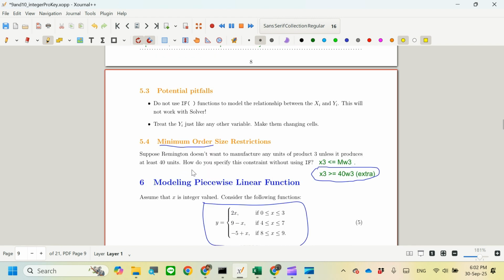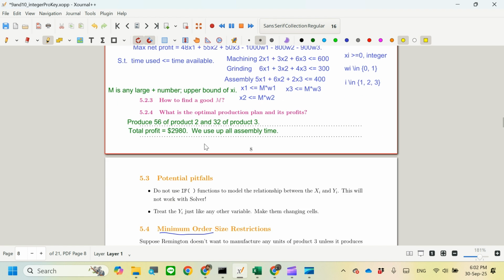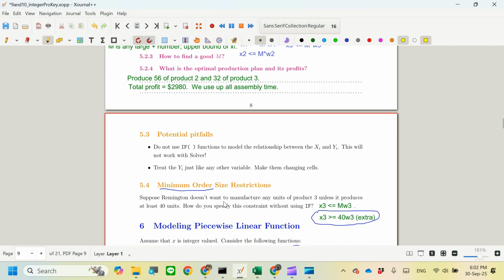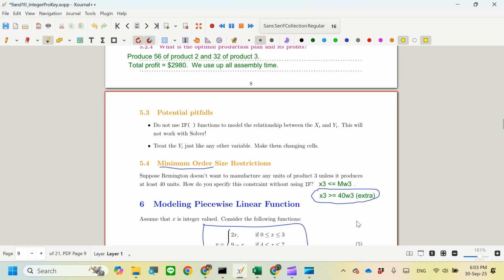Okay, and just a modification of this problem. Suppose we have another constraint that the company does not produce any unit of product 3 unless it produces at least 40 units. So how do we specify the constraint without using IF? So this is what we have earlier, x3 less than or equal to M w3, and we add the minimum lot size as x3 greater than or equal to 40 times w3.